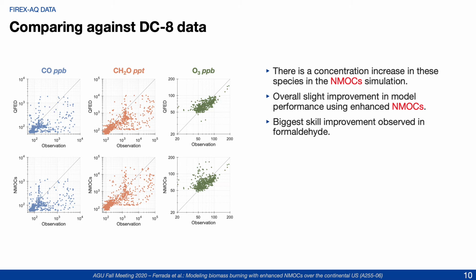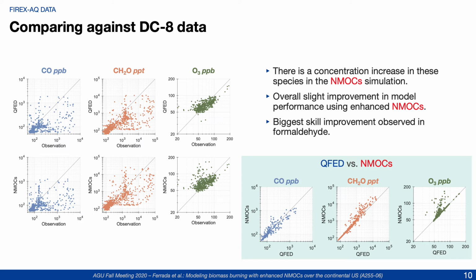Ozone showed little change, but ozone is not a direct indicative of the plume, and it is more difficult to evaluate since its formation depends on several different factors. We also compared the two simulations together, and you can see that across the flight tracks, the NMOC simulations include more formaldehyde and produce more ozone than the QFET simulation. However, these selected species may not be telling the whole story, so we are working on an evaluation of multiple hydrocarbons.